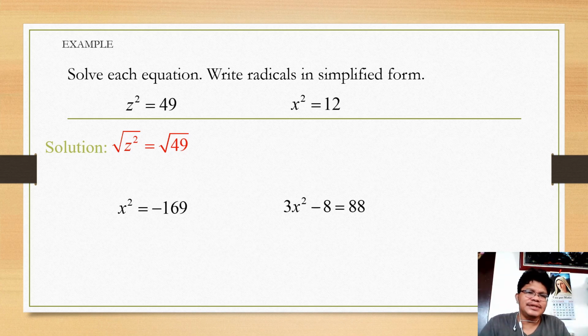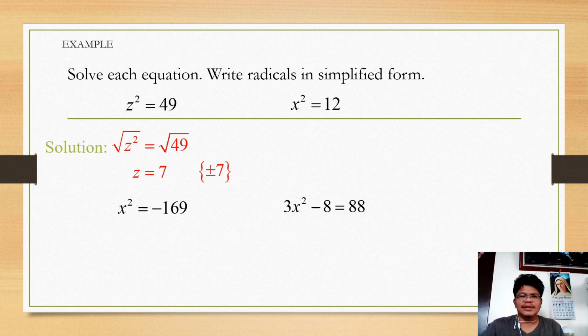What is the square root of z squared? And what is the square root of 49? I think you are familiar with the square root, the word radical. Now what is the square root of z squared? The answer is z. And what is the square root of 49? Every time we take the square root of a number, there is one positive and there is also a negative number. So the answer now is 7. So what are the solutions of the equation z squared equals 49? The answer is plus and minus 7.